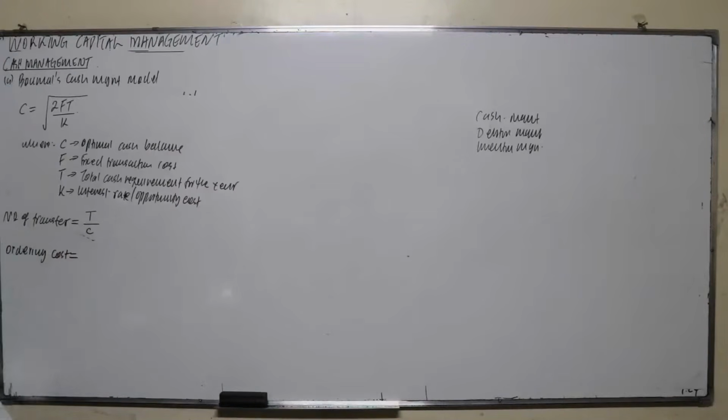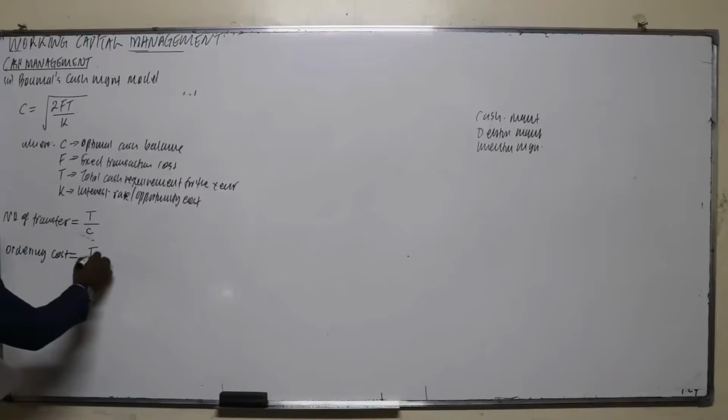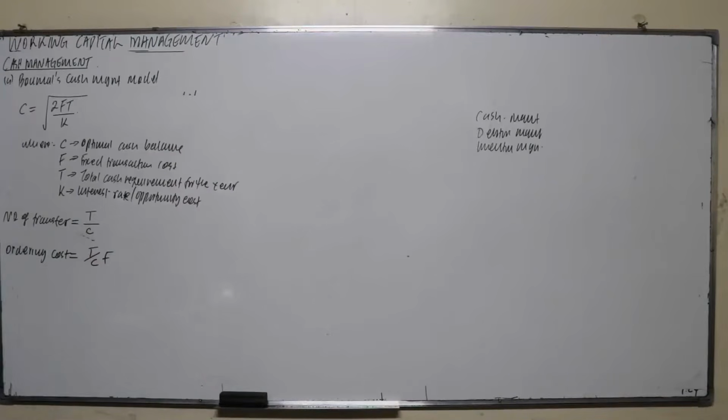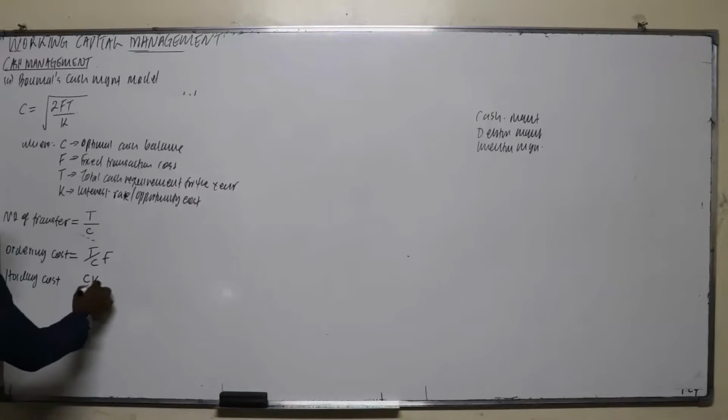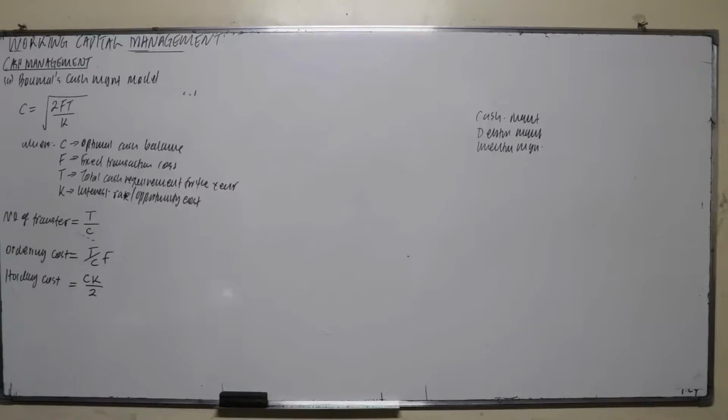So how do we get the ordering cost? It is T over C, times F. And then how do we get the holding cost? The holding cost is CK over 2.